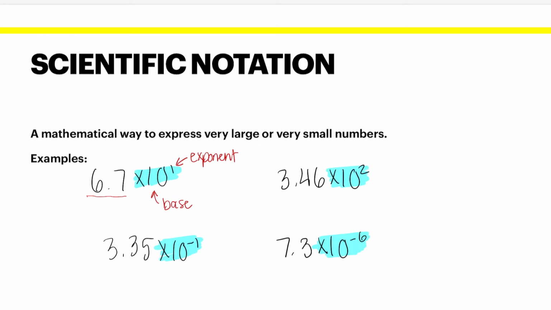So in every single one of these, you should have a base of 10. Scientific notation has to have a base of 10, but your exponent may vary. So 6.7 times 10 to the first has an exponent of 1. This is an exponent of 2. This is an exponent of negative 1, and here's an exponent of negative 6.